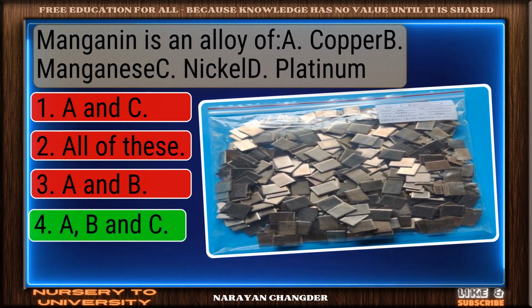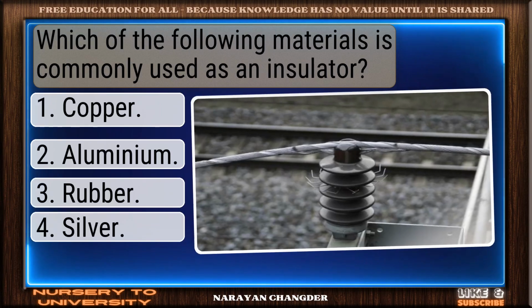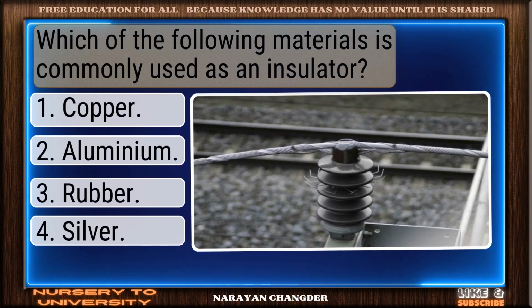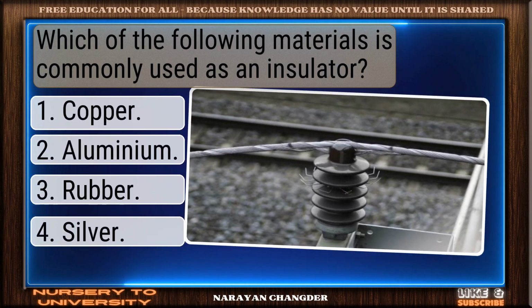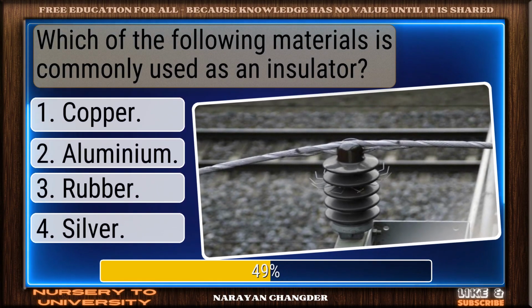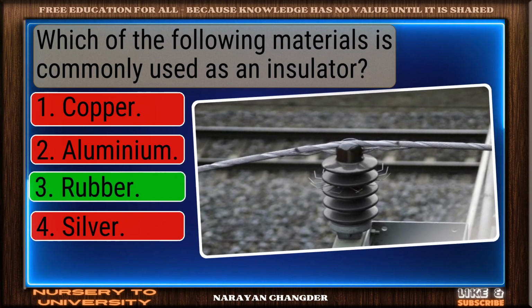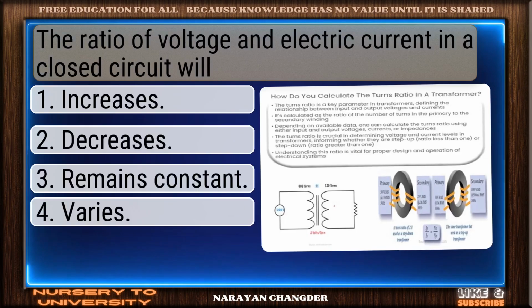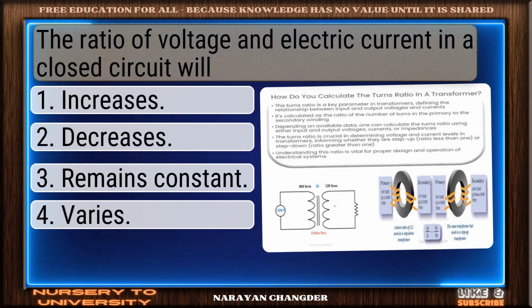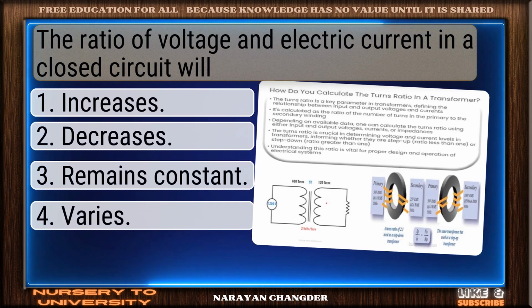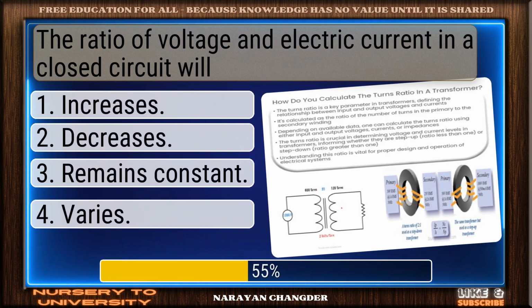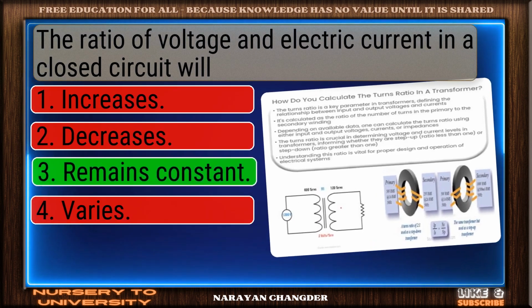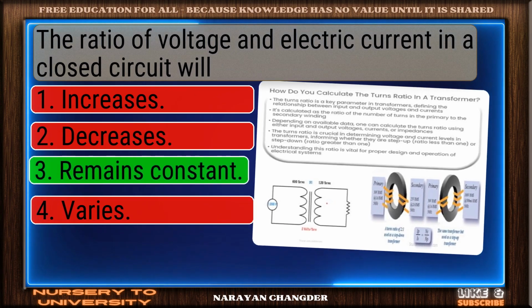Solid response. A, B, and C is valid. Which of the following materials is commonly used as an insulator? Right choice. Rubber is best. The ratio of voltage and electric current in a closed circuit will... Right again. Remains constant is valid.